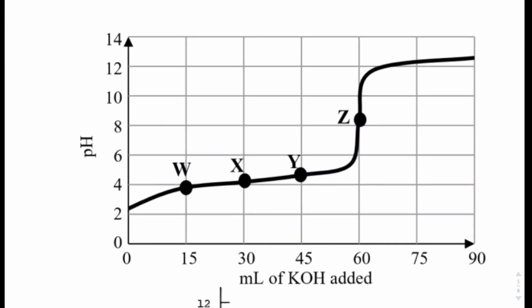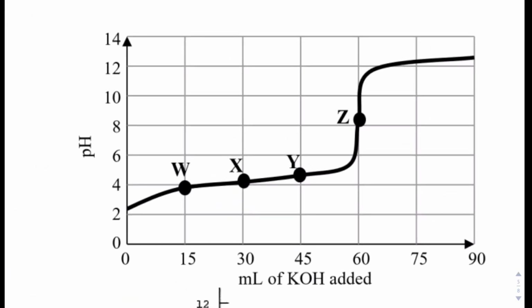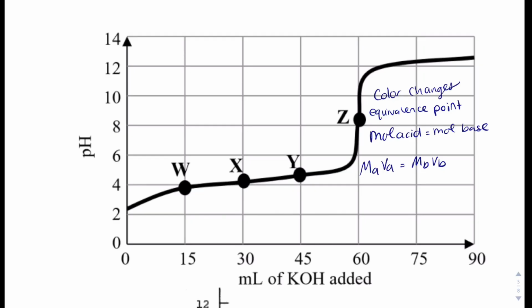Now, looking at this graph right here, Z represents the equivalence point. And at the equivalence point, the moles of acid that you started with are going to equal the moles of base that you have added. A helpful equation for that is MaVa equals MbVb. At the equivalence point, this is where your color changes if you have set up your titration correctly. And it looks like this took 60 milliliters to reach the equivalence point. So, kind of a long titration.